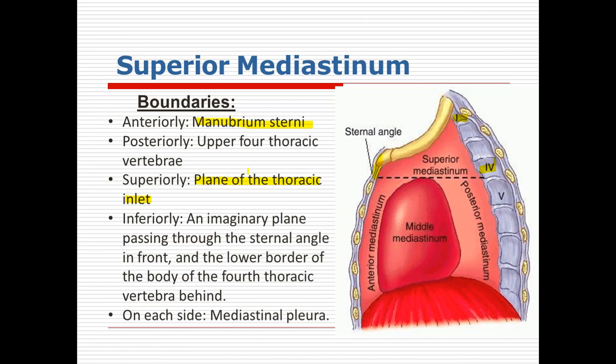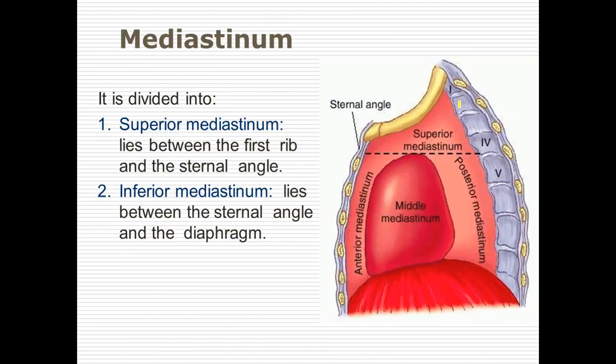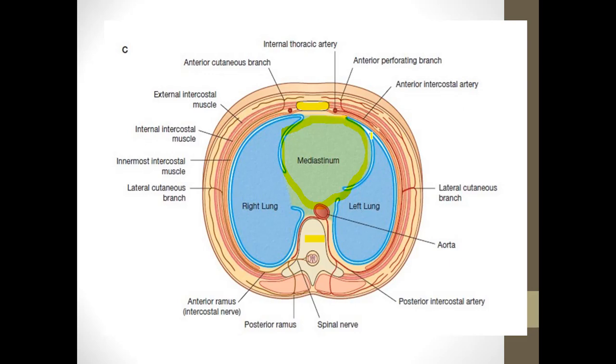So superiorly there is plane of thoracic inlet, and inferiorly there is again that imaginary plane we studied before. On each side there is mediastinal pleura, as we have seen in this diagram. There is a covering of the lungs, that is called pleura. You can see this double layered membrane, this one is pleura. This forms lateral boundary of mediastinum.